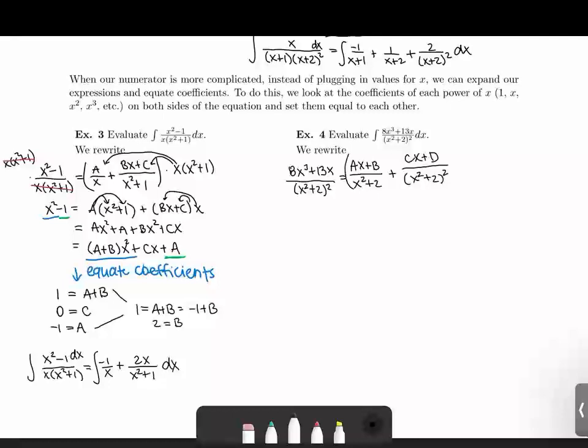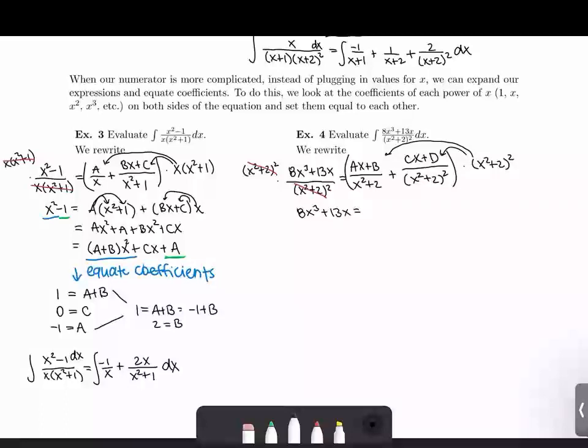So again, our first step is the exact same. We're going to multiply both sides by our initial denominator. And as usual, our left-hand side, that denominator is going to completely cancel. And on our right-hand side, we're going to distribute. So we get the equation 8x cubed plus 13x equals... And for ax plus b, one of the x squared plus 2 terms is going to cancel, but one is still going to be there. And for the cx plus d term, because we had x squared plus 2 in the denominator and we're multiplying by another x squared plus 2, those are going to cancel.